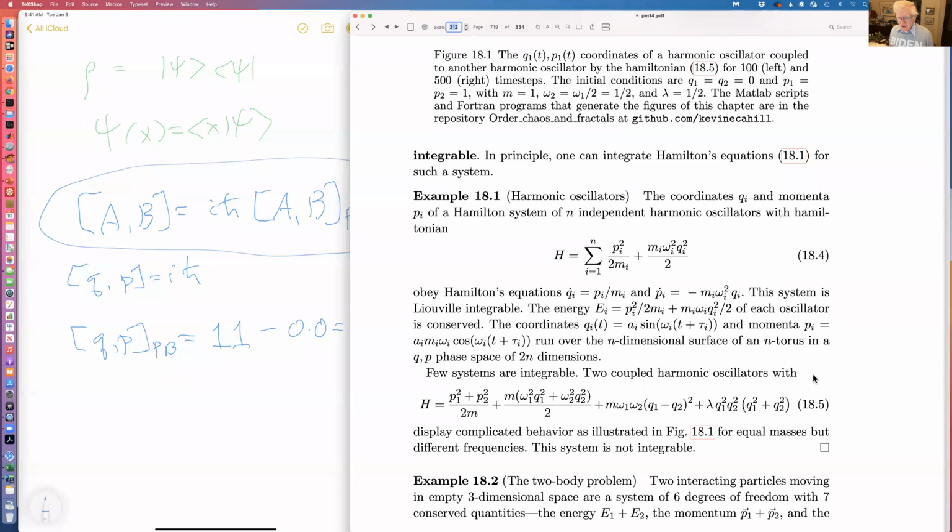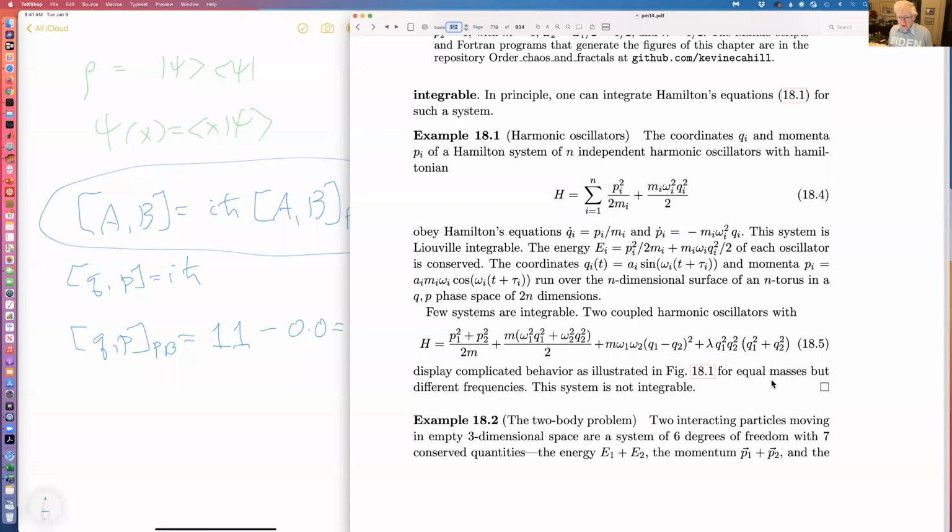So two coupled harmonic oscillators display complicated behavior like that for equal masses but different frequencies. So if the frequencies are different, the system's not integrable.